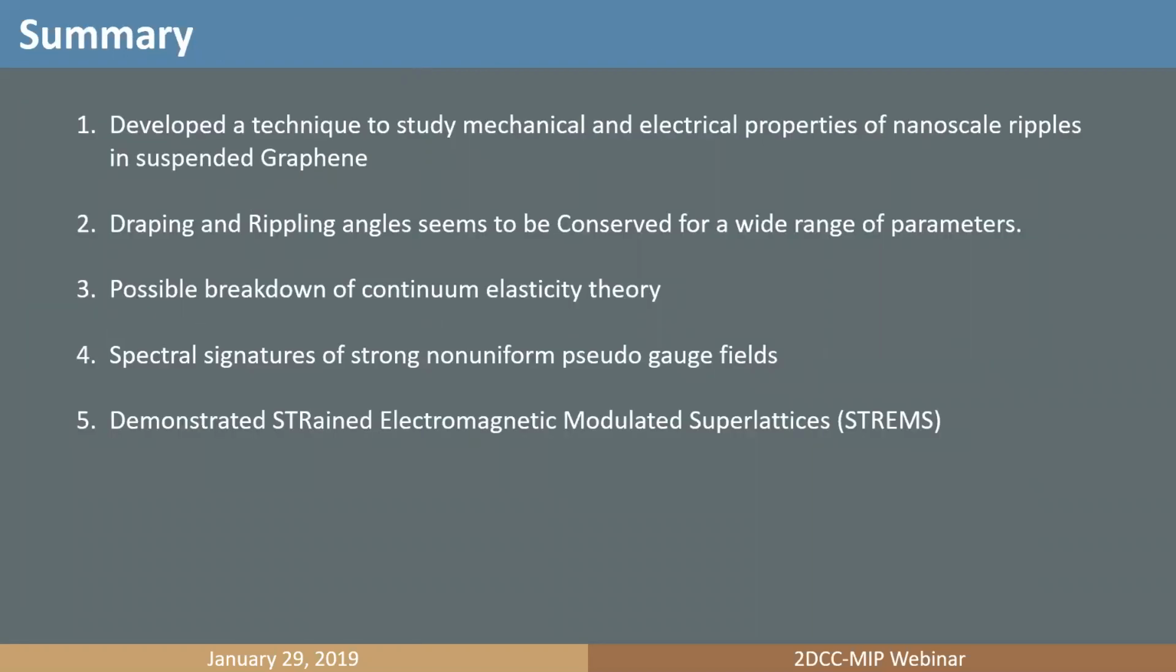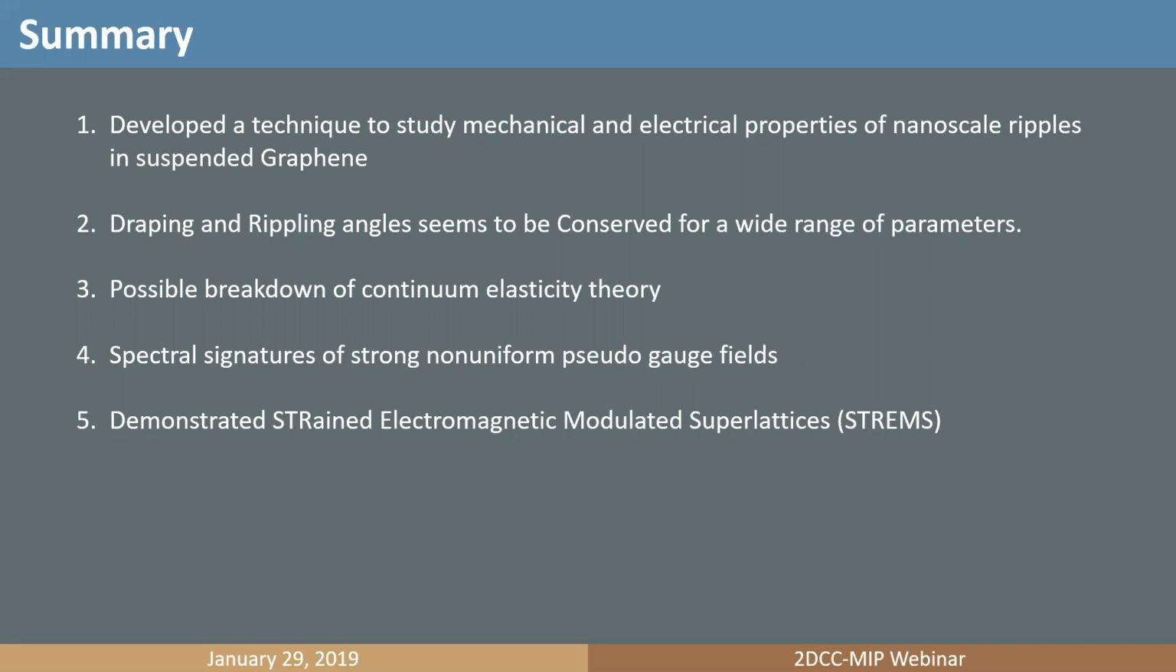Okay, I think I'm out of time, so let me summarize quickly. We developed a technique to study mechanical and electronic properties of nanoscale ripples in suspended graphene. And then we found that there are two conserved angles, draping and rippling angle, which means that if you take graphene, it behaves like a bizarre fabric, which can only buckle in a certain way, no matter how you try.